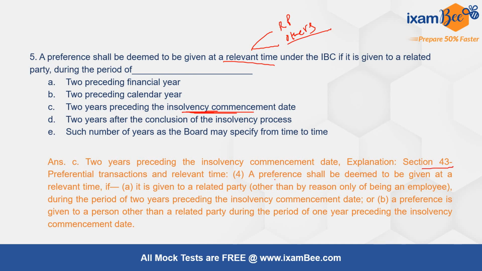which we were doing in the previous question also. So it talks about a preference be deemed to be given at a relevant time if it is a related party during the period of 2 years preceding insolvency commencement date, or be a preference given to the persons who are other than related parties. So 1 year is with respect to others and 2 years with respect to related parties. That is the relevant time period.